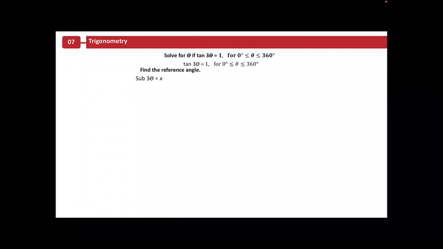Okay, so remember, let's have a look at what this question means. This question is asking you to solve for the angle x, which gives you a tan value of 1. You want all of the angles between 0 and 360 degrees that give you a tan value of 1. Step 1. Find your reference angle. This means we want to solve for x. Tan of x is equal to 1, therefore x is equal to inverse tan of 1. x is equal to 45 degrees.